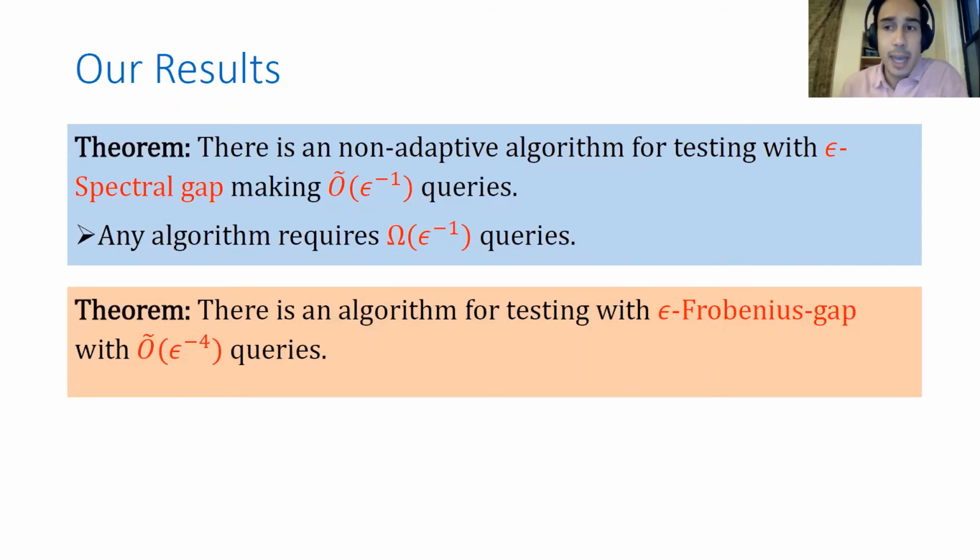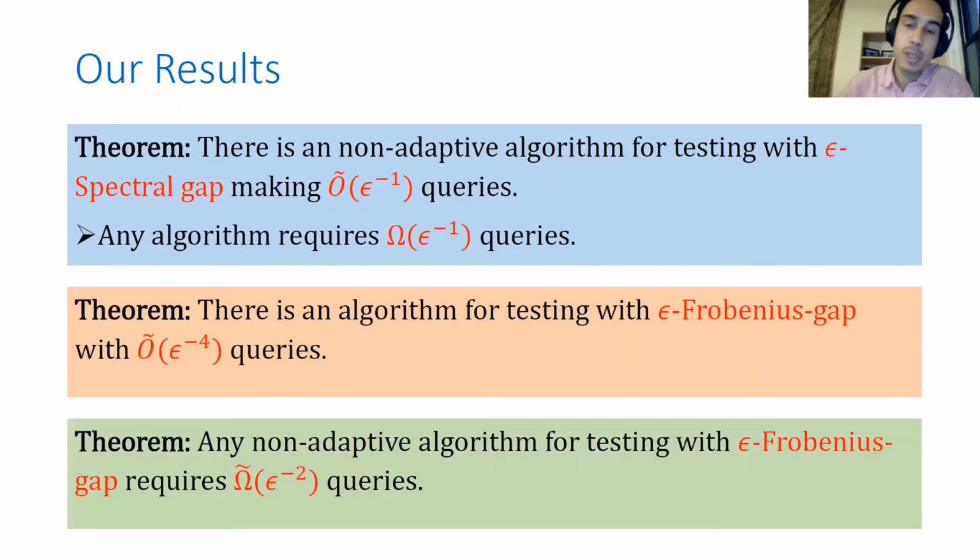So for the Frobenius gap, we show that there's an algorithm for testing with Frobenius gap which makes 1 over epsilon to the 4th queries to the entries of A, up to log 1 over epsilon factors. So this query complexity is a little bit larger, but that's because the Frobenius gap problem is a more general problem.